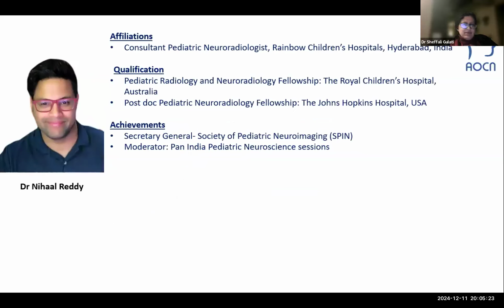And we have the vibrant and dynamic young Dr. Nihal Reddy, consultant pediatric neuroradiologist at Rainbow Children's Hospital, Hyderabad. He did his pediatric radiology and neuroradiology fellowship at Royal Children's Hospital, Australia, and a postdoc pediatric neurology fellowship at Johns Hopkins, USA. He's Secretary General of the Society of Pediatric Neuroimaging, SPIN, and moderator for the Pan India Pediatric Neurosciences session every Friday. He's very dynamic. Thank you, Dr. Nihal, for joining.